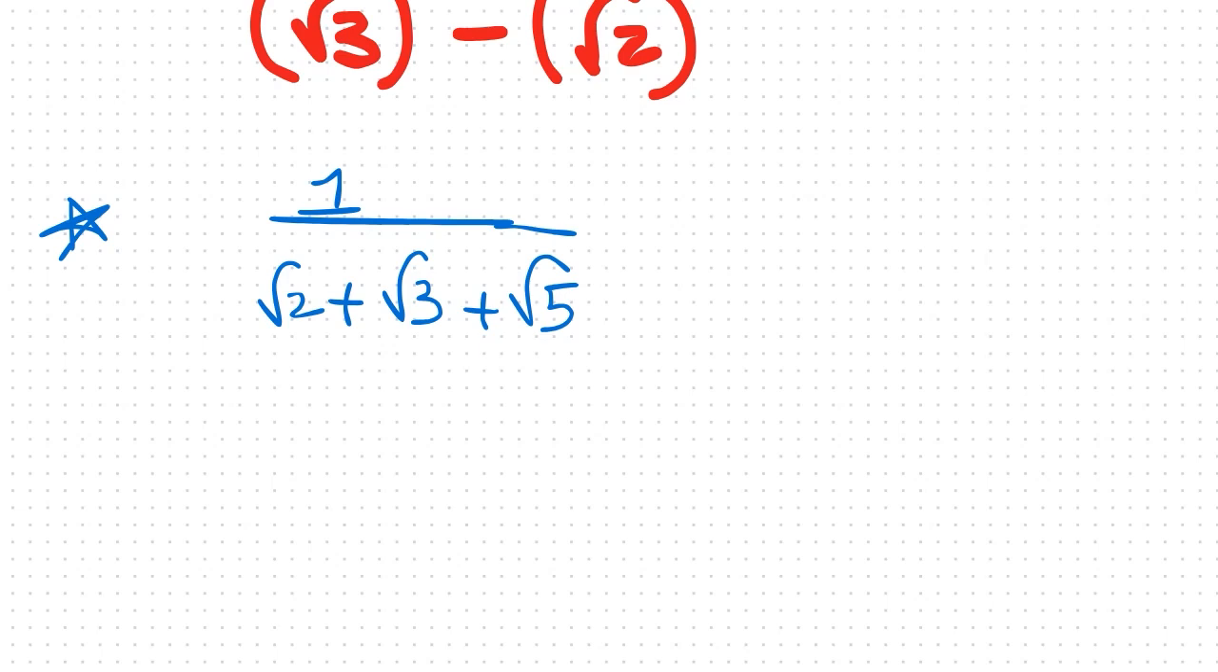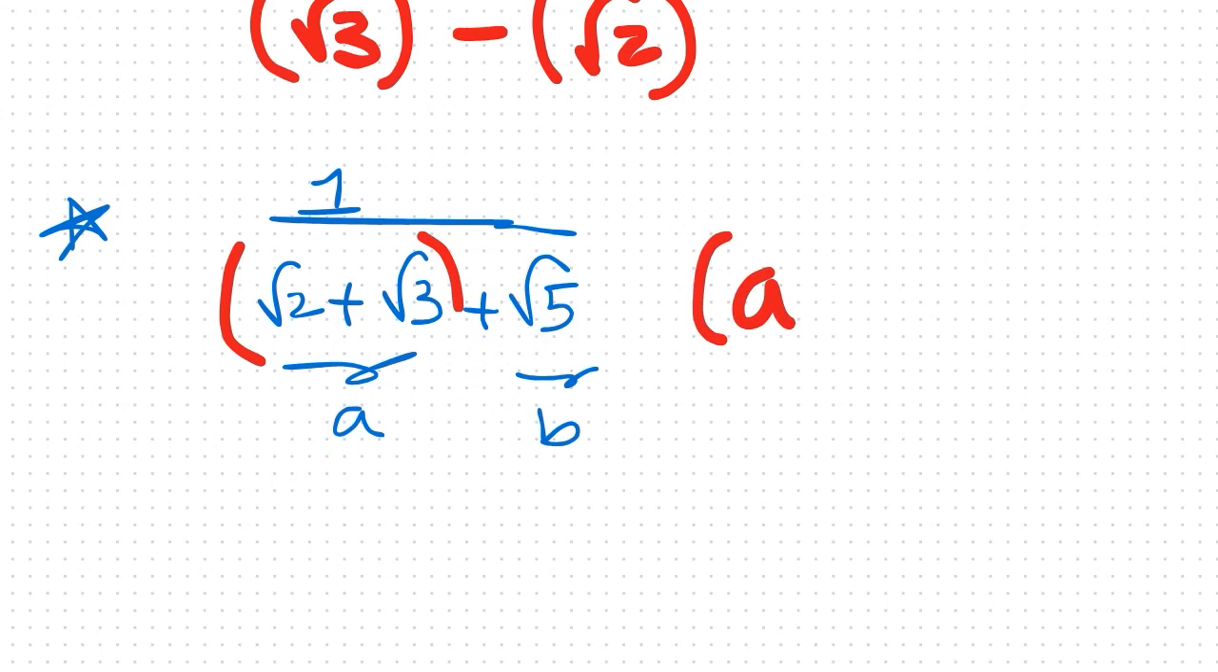The method is not bad, but it's the same method as we followed earlier. It's just that you have to consider these two as a single quantity, or any two things as a single quantity. So this becomes A, this becomes B. So A plus B is in the denominator. So you have to multiply by what? A minus B.